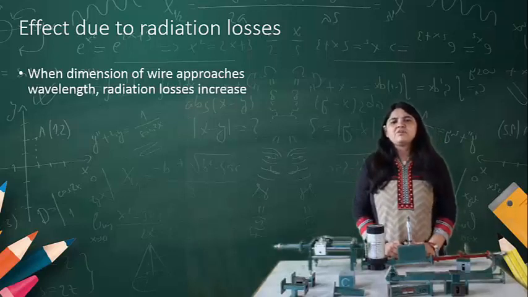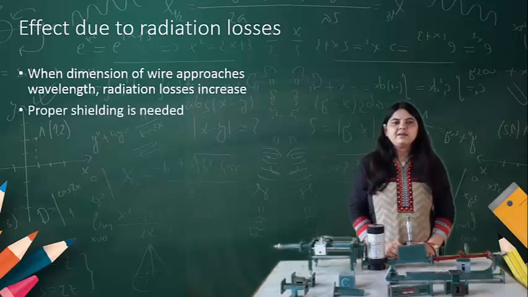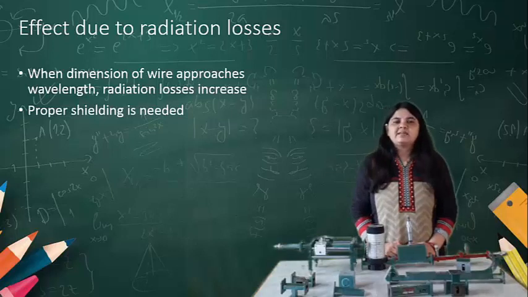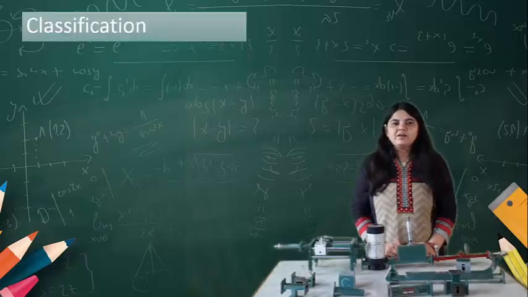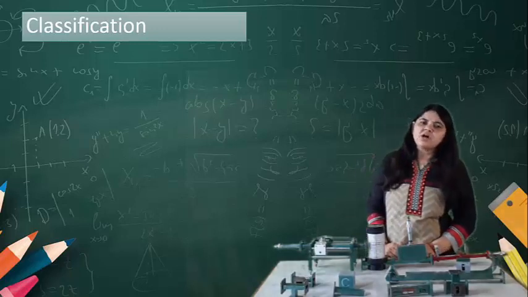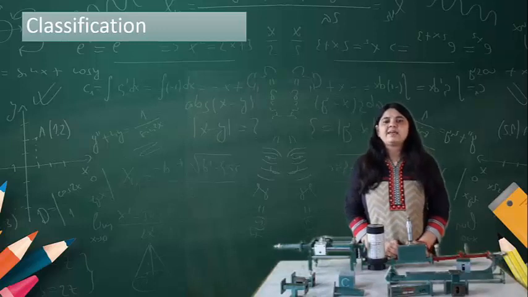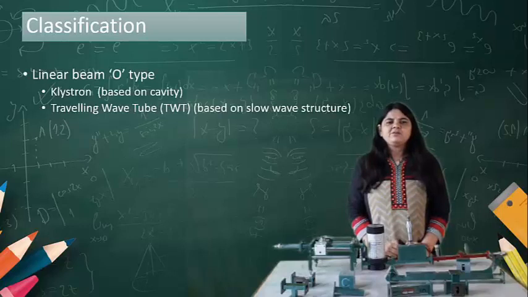When the dimension of the wire approaches the wavelength, radiation losses increase, and proper shielding is always required. So these are the various limitations of the conventional tubes, and that is why there is a need for microwave tubes. Now the classification, according to the beam size.